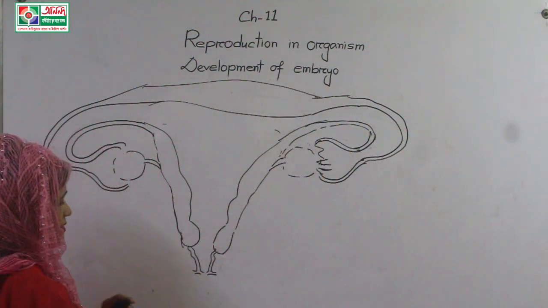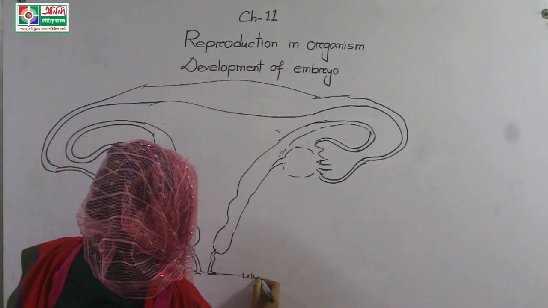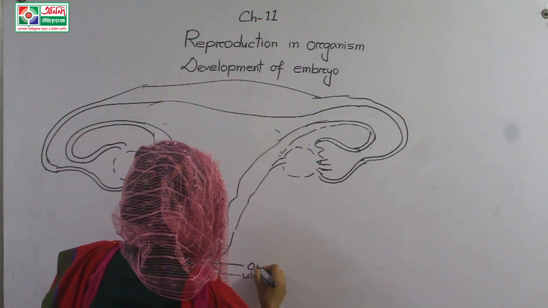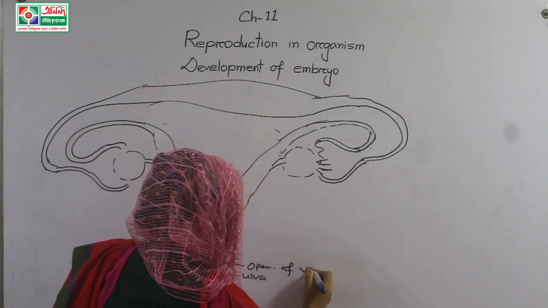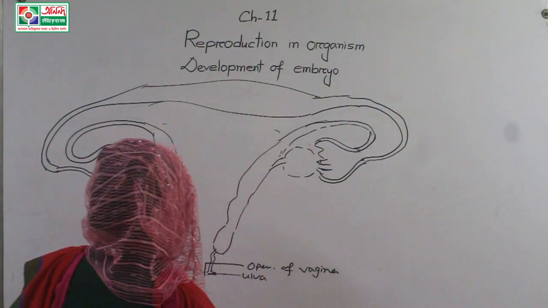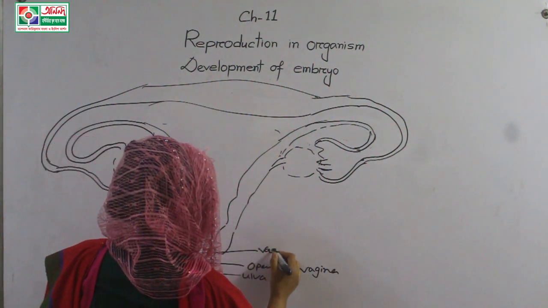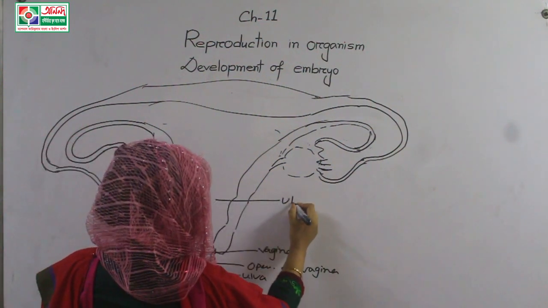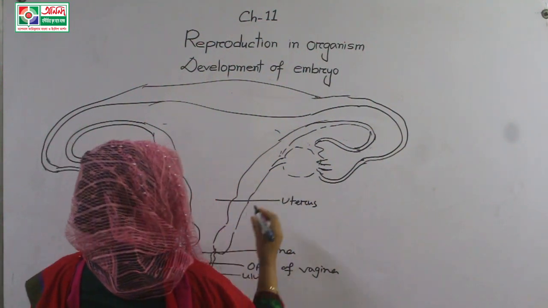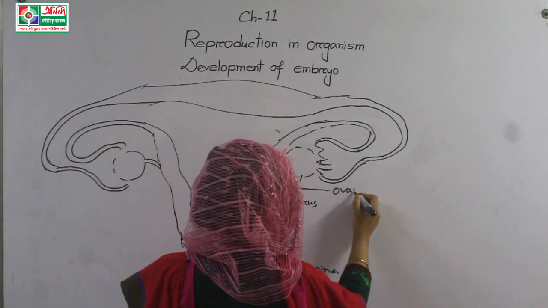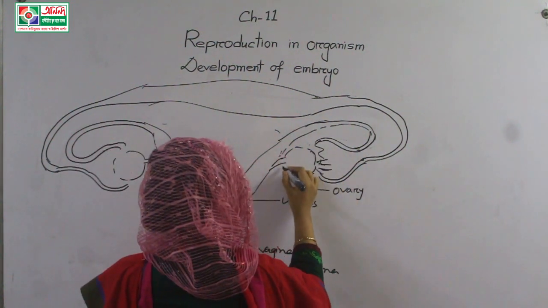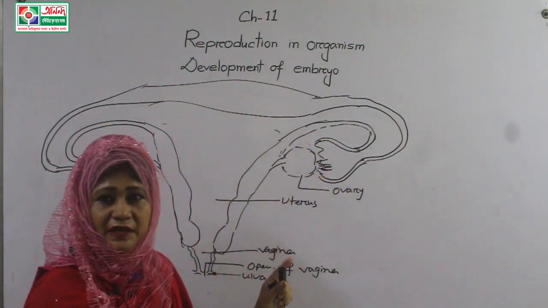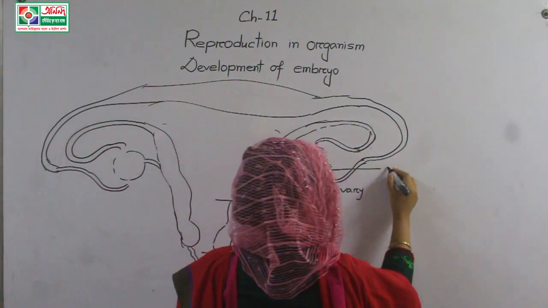This one is the vulva, and this is the opening of the vagina. This is the vagina, and this one is the uterus. This is the ovary. This structure is the ovary. The small finger-like projections are known as the fimbriae.